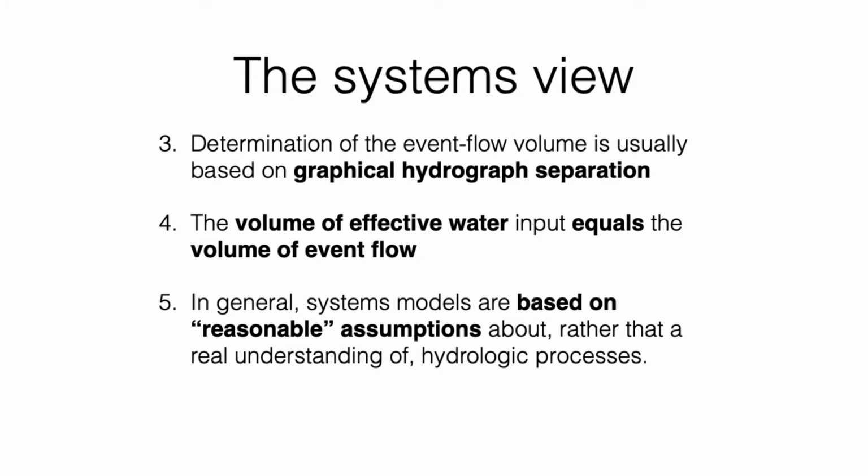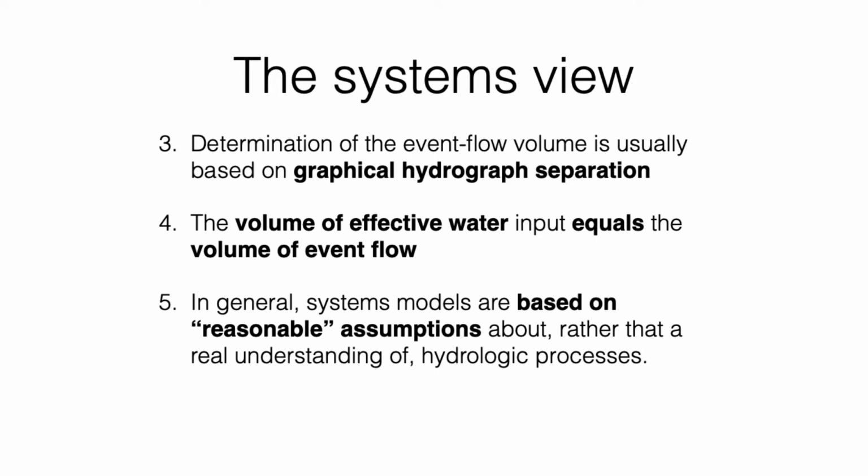The systems view normally relies on graphical hydrograph separation methods, since we need to decompose total hydrographs into base flow and quick flow hydrographs in order to design and train our black box to properly reproduce the observations. A very important point is that the total volume of precipitated effective rainfall must equal the total volume of the response hydrograph. Water cannot disappear, and by definition, the effective rainfall is the water that will appear as a response hydrograph, and then both volumes of water should be equal.